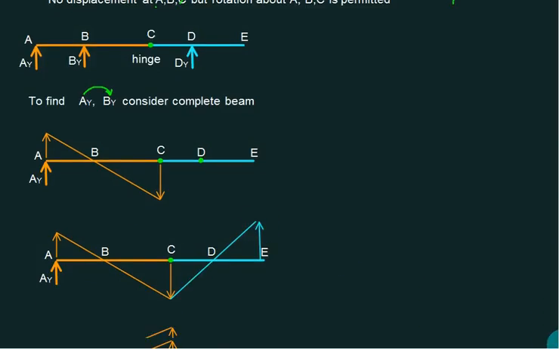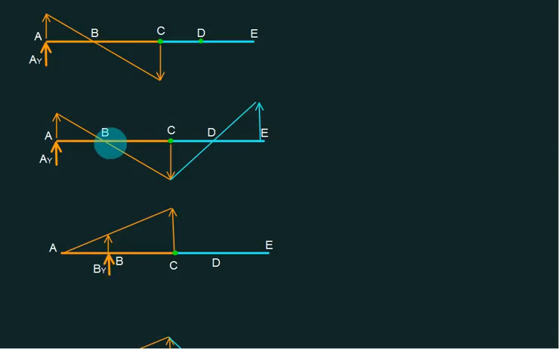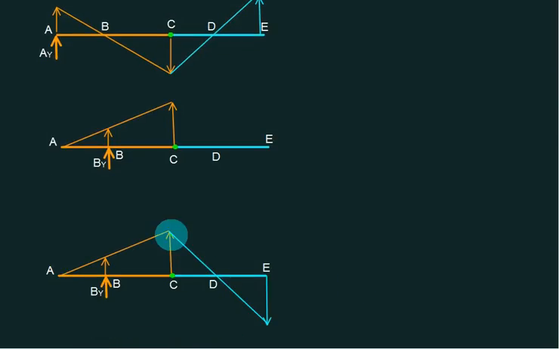Now similarly, if you want to find out BY, rotate about A first. Then only the first part you have to show. Now C has come here, so connect C first like this. Rotate about this. Now this part will go this way.